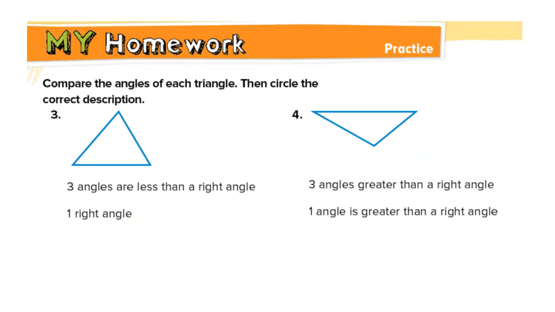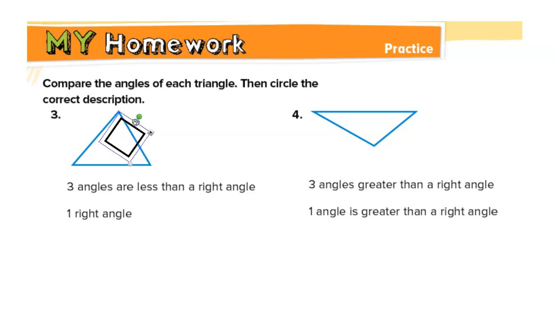All right, so compare the angles of each triangle. Then circle the correct description. So for triangle number 3, it says 3 angles are less than a right angle, or there is one right angle. So let's get out our square. Again, if you had a piece of paper and you're doing this on your own, you would use a piece of paper or a note card. So this one is less than, because the angle kind of cuts into our square. This angle is also less than.